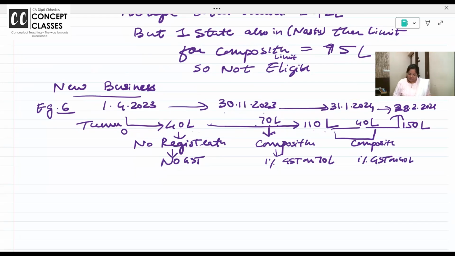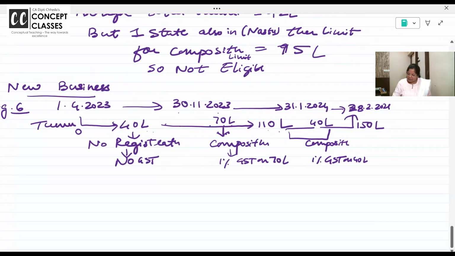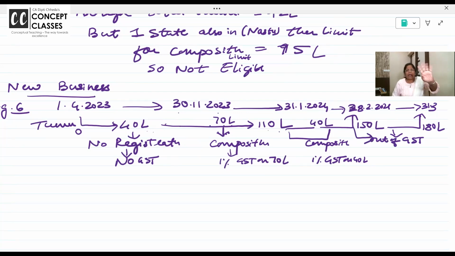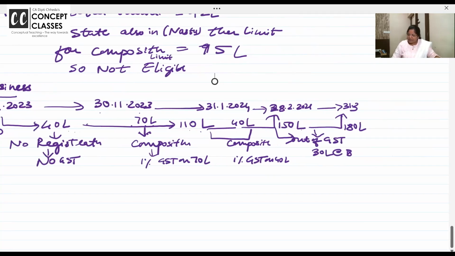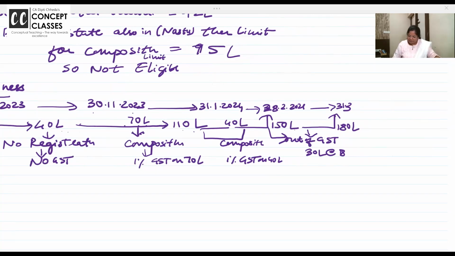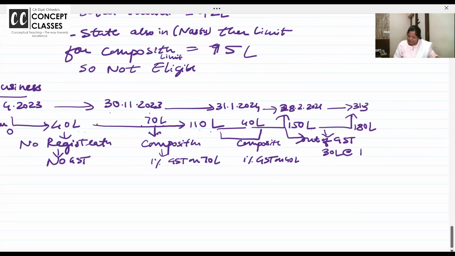Can you please write? Now here it has become 150. Now till 31st March, the turnover went to 180 lakhs. What is the date he is out of GST? 28th February. Bye-bye. In the running year, wherever you cross 150 lakhs, you are out of composition. So from 150 to 180, on 30 lakhs, say the taxes. On 30 lakhs, my normal tax is 18%, so 18% tax will be levied on 30 lakhs.